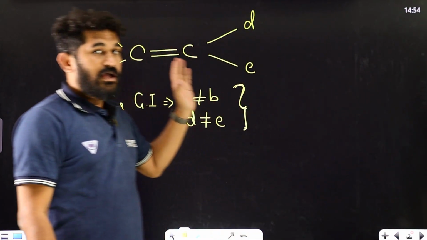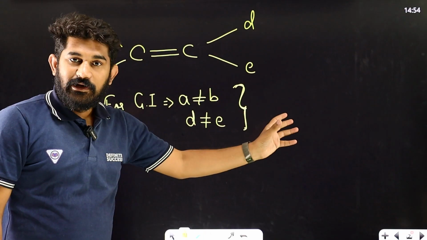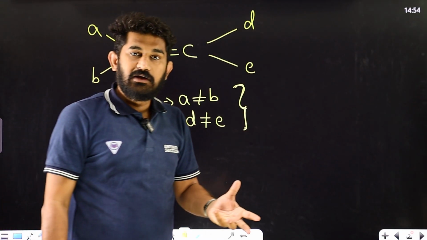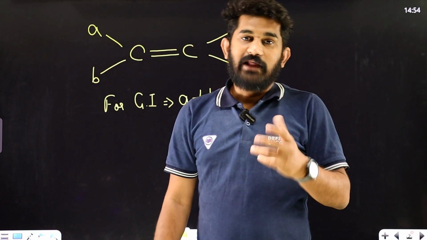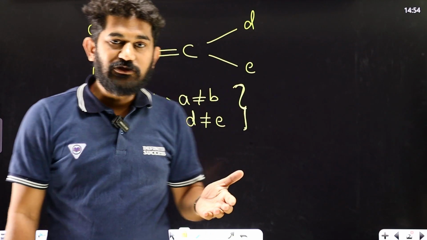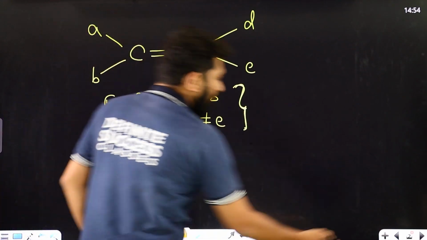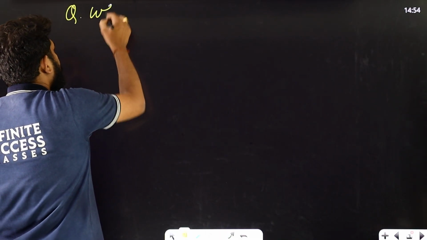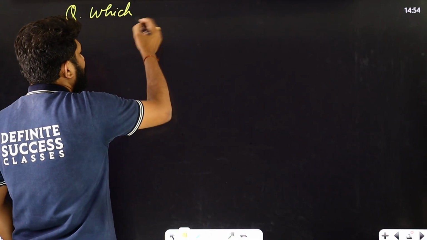Now, what type of compounds can give geometrical isomerism? That is a basic question that arises. Another question is how many types of geometrical isomerism are there? So we'll discuss all of them. First, which of the following compounds can show geometrical isomerism?